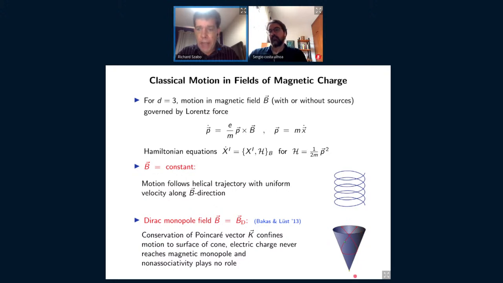I've drawn the cone here. The apex of the cone, this point down here, is where the monopole sits. That's where the singularity is. The motion of the electric charge is confined to the surface of this cone, and it always moves away from the apex. It never reaches the magnetic monopole, and therefore non-associativity at this level never plays any role here. Remember, the non-associativity was concentrated at the location of the monopole. It was given by this Dirac delta function distribution, and as long as we're away from the location of the monopole, the dynamics never experiences any non-associativity. And this is why, when you learn about Dirac monopoles initially, one never normally speaks about non-associative physics.